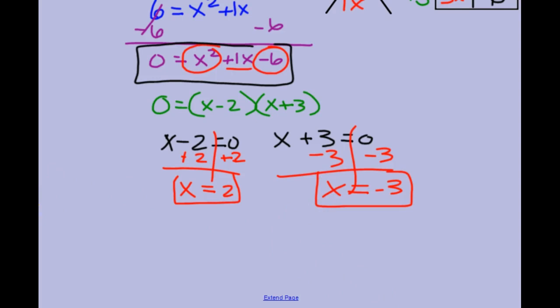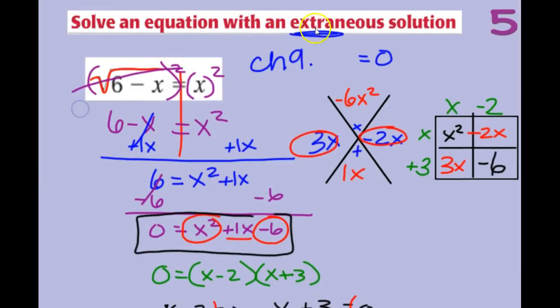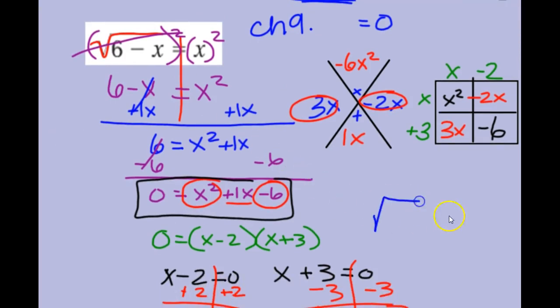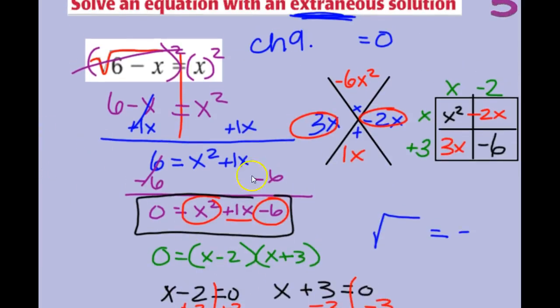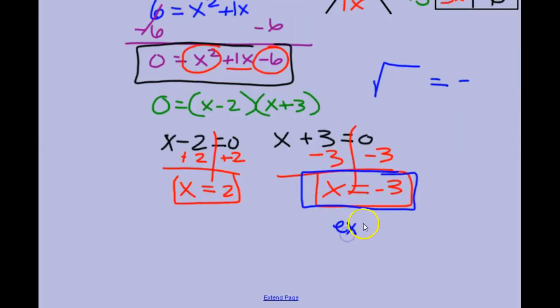Now let's think for a second. They asked us if we had any extraneous solutions. We learned earlier that you can't have a square root equal to a negative number. So if x was a negative 3 here, we would have our square root equal to a negative number. So this is actually an extraneous answer, which means it's not going to work. It's extra. So this would be our one answer that we can use.